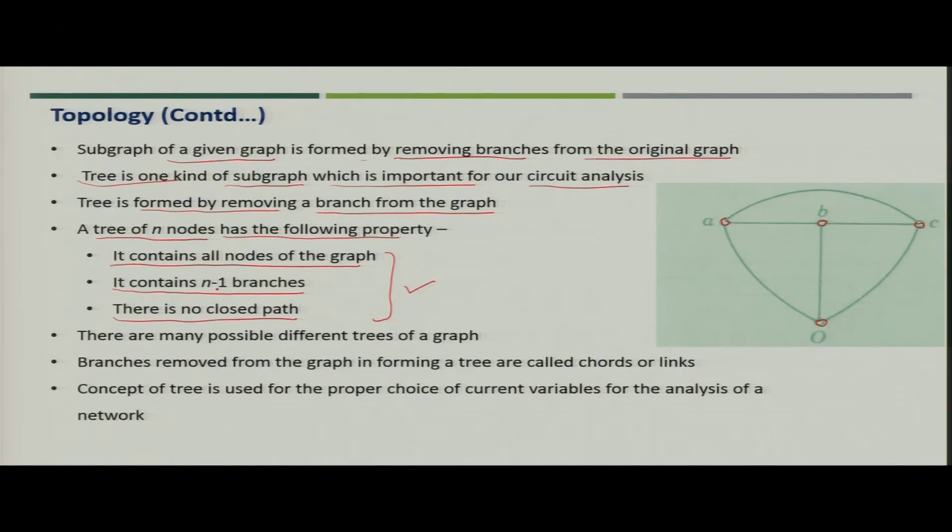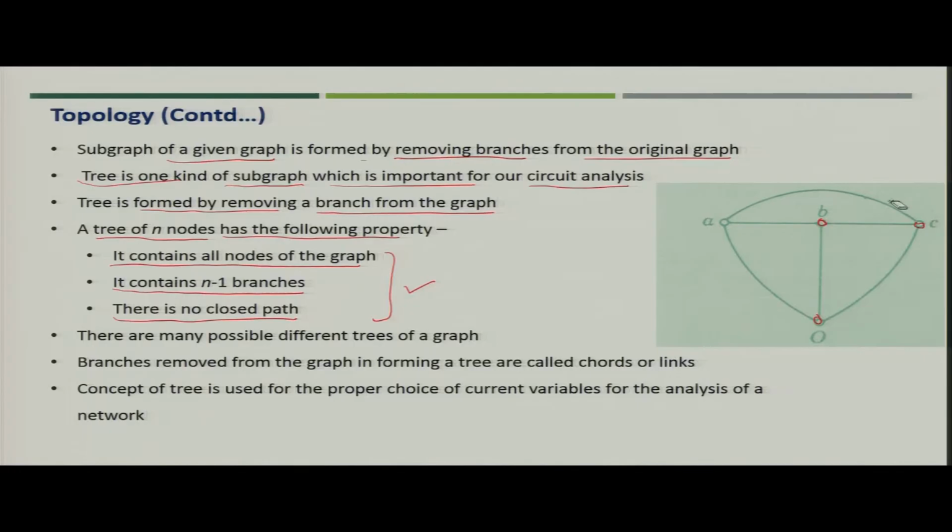It will contain n minus 1 branches. So, we have 1, 2, 3, 4 nodes. It means that it will have n minus 1, that is 3 branches. What would be the 3 branches? The 3 branches can be this, because it makes sure that there is no closed path. Or alternatively, you can have the nodes, but your branches can be the first, that is second, and it can be third. In this case also, you know that all the nodes have been traced, but there is no closed loop.